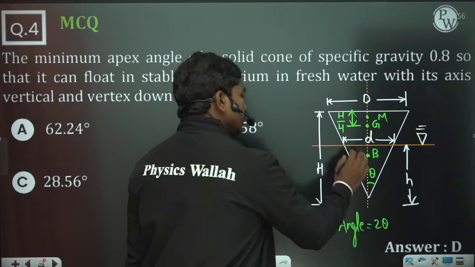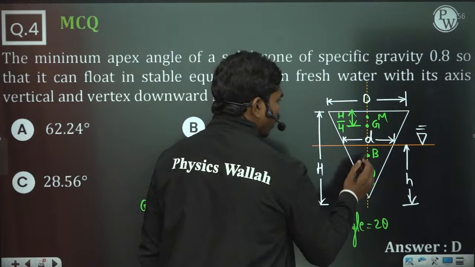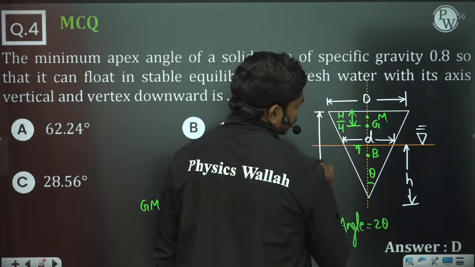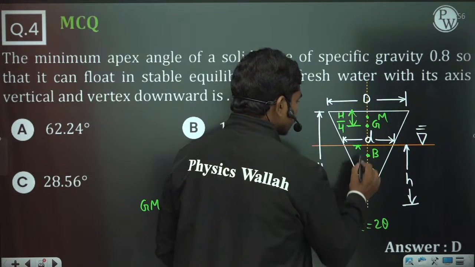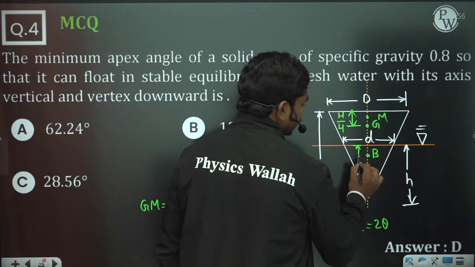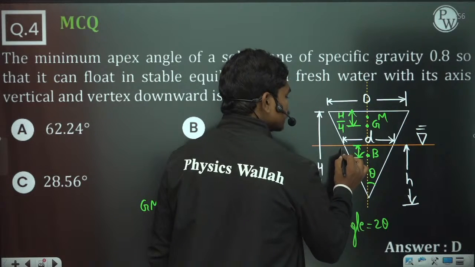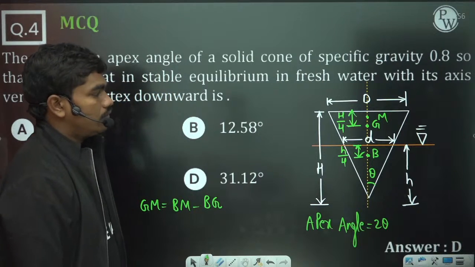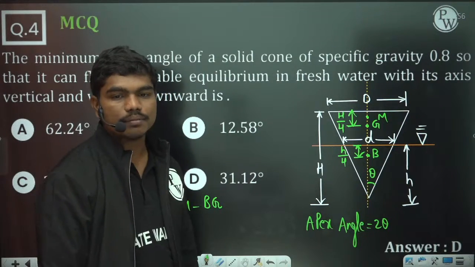So that means if this is the volume which is surrounded, then obviously this distance is also how much? This distance is also small h by 4, correct. So if you take this distance, it is small h by 4. Okay, now let us see how we calculate BG and BM values.